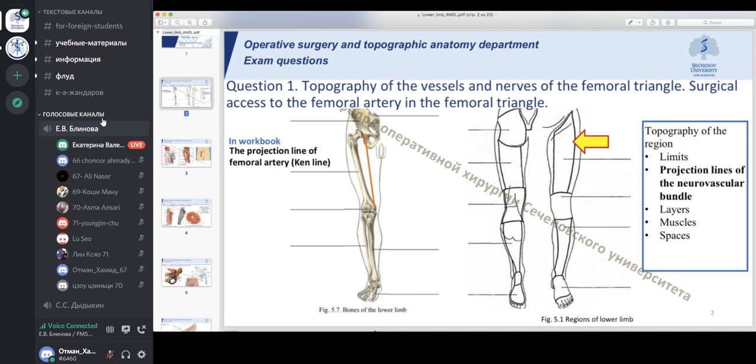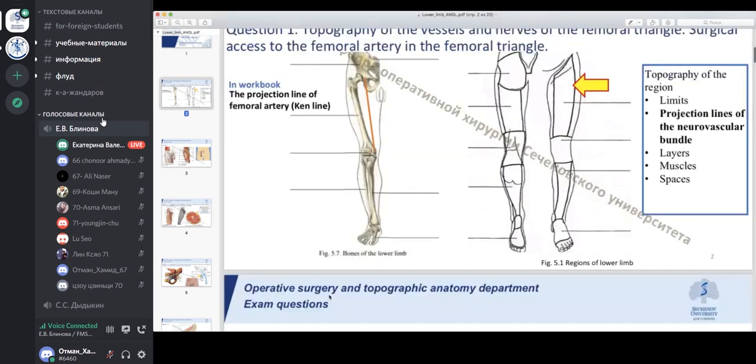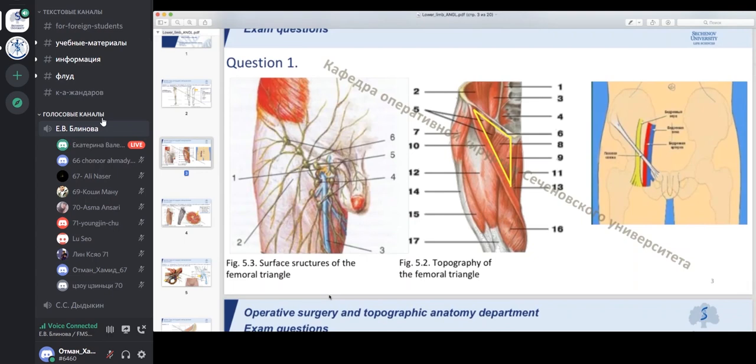For example, one of the exam tickets will contain this question: topography of the femoral triangle and the nerve of the femoral triangle, surgical access to the femoral artery in the femoral triangle. How should you answer it? Firstly, you should name the borders of the femoral triangle. The femoral triangle has three borders. The superior border is the inguinal ligament, the lateral border is the sartorius muscle, and the medial border is the adductor longus.